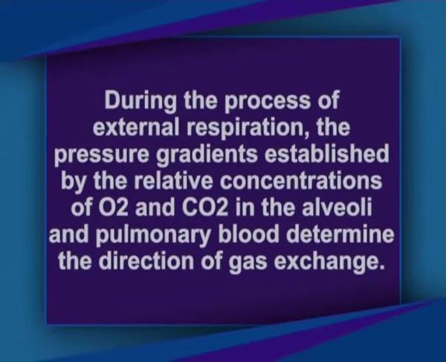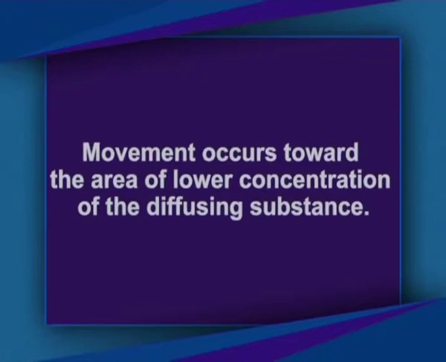External respiration. The exchange of gases between the lungs and blood, as well as the gas exchange at the tissue level, progress according to the laws of diffusion. During the process of external respiration, the pressure gradients established by the relative concentrations of oxygen and carbon dioxide in the alveoli and pulmonary blood determine the direction of gas exchange. Movement occurs toward the area of lower concentration of the diffusing substance.